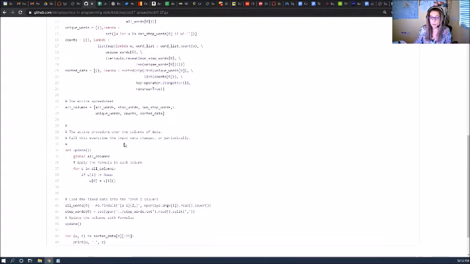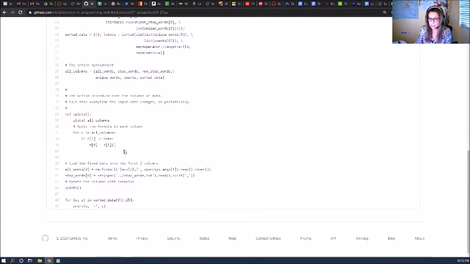And so what is the program? The program is very simple. It puts all the words on the first column. It puts the stop words on the second column. And now it just calls update. The update is a function here that is very simple.